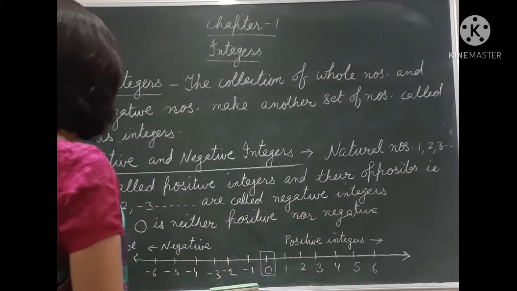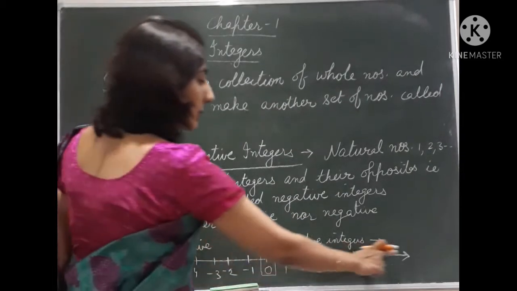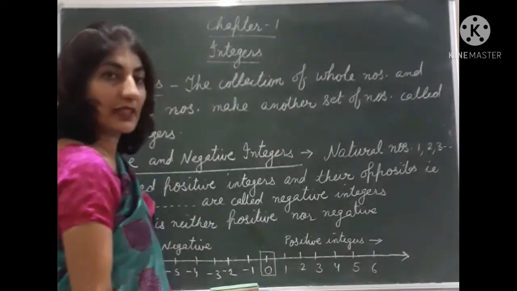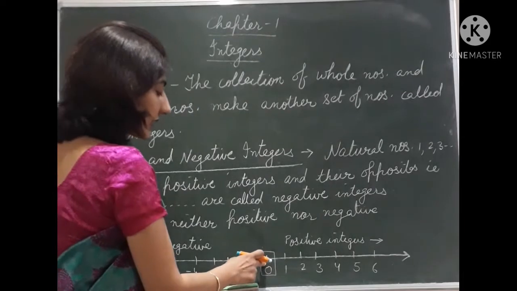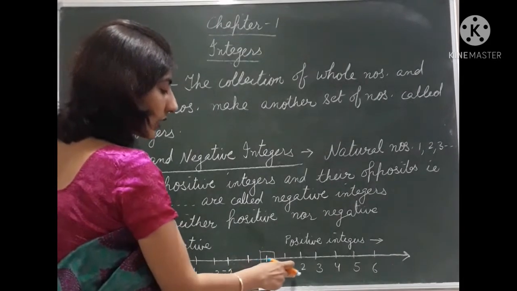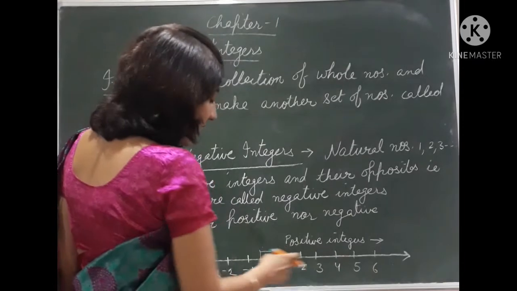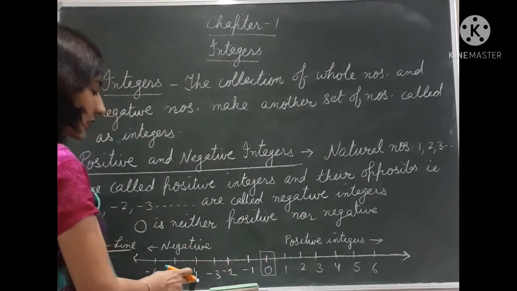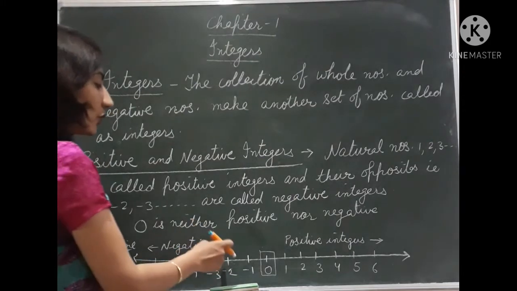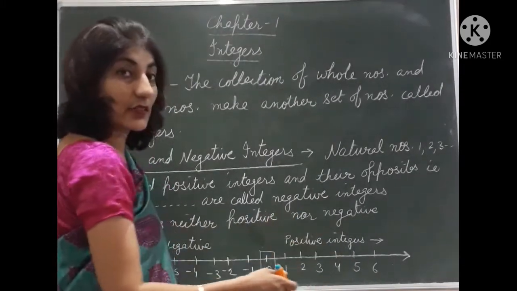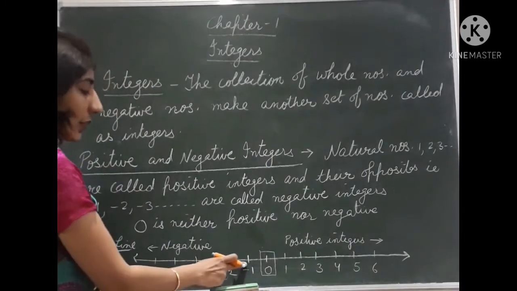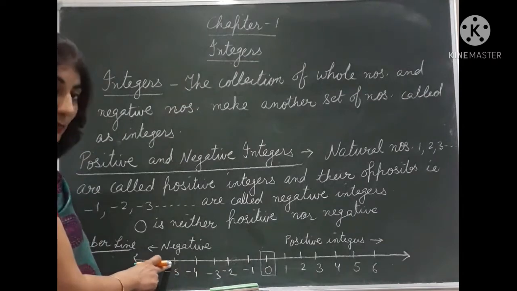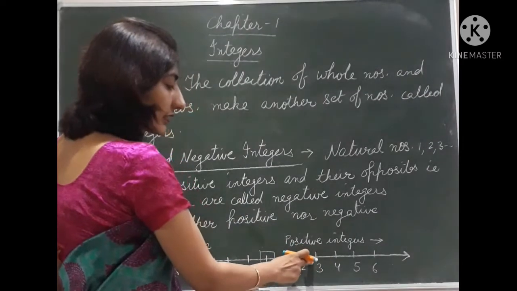Then number line. How to represent a number line? I have drawn a number line here. At the center I have taken 0. When I move to the right hand side on the number line, the value increases. So on the right hand side of 0, I have written positive numbers 1, 2, 3, 4, 5, 6. And on the left hand side of the 0, I have written negative numbers -1, -2, -3, -4 and so on. As we move on the number line to the right hand side, the value increases. This means that -1 is greater than -2, -4 is greater than -5, 4 is greater than 3 and so on.